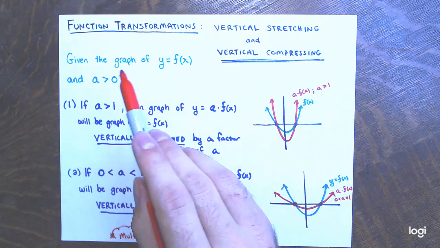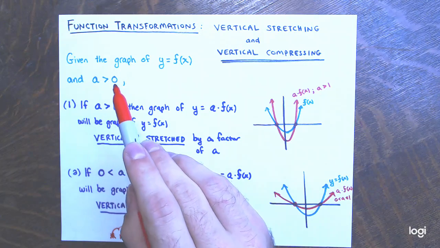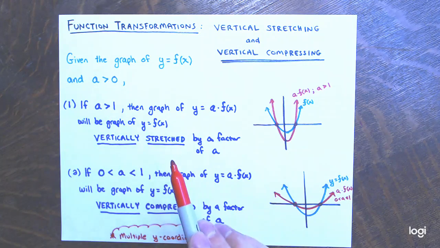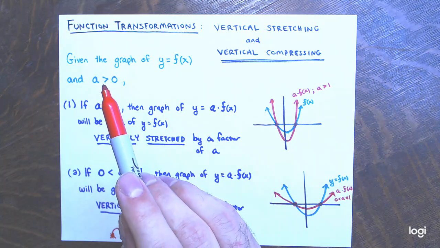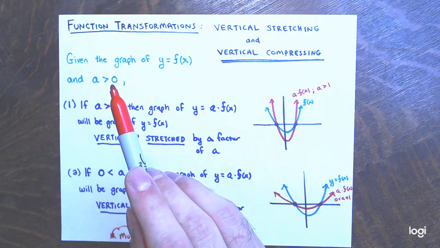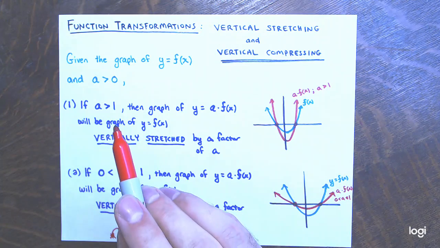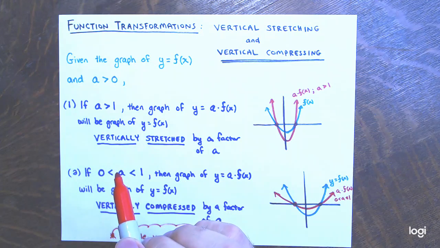So suppose I'm given the graph of some y equals f of x and a positive number. On this first page, I'm going to talk about what happens when you multiply by a positive number only. This letter a represents a positive number, greater than 0. Different things happen if a is greater than 1, or if a is between 0 and 1, less than 1 but still positive.